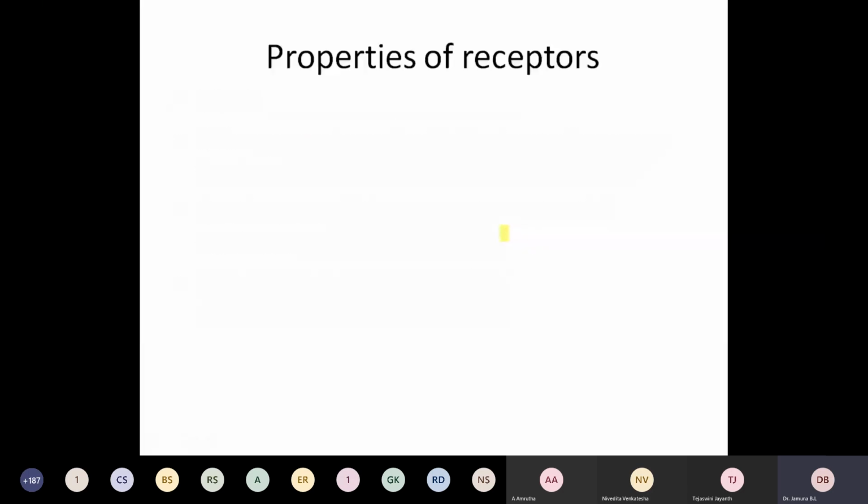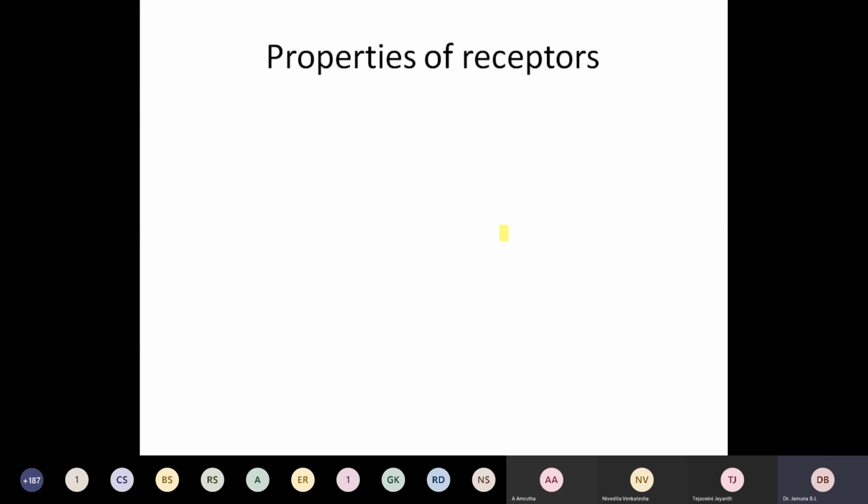generated. Now, till now we have discussed the definition of a receptor, the structures of receptors, different types of receptors, the classification of receptors, and how the generator potential or receptor potential is generated, its ionic basis and experimental evidence. Now coming to the properties of receptors.